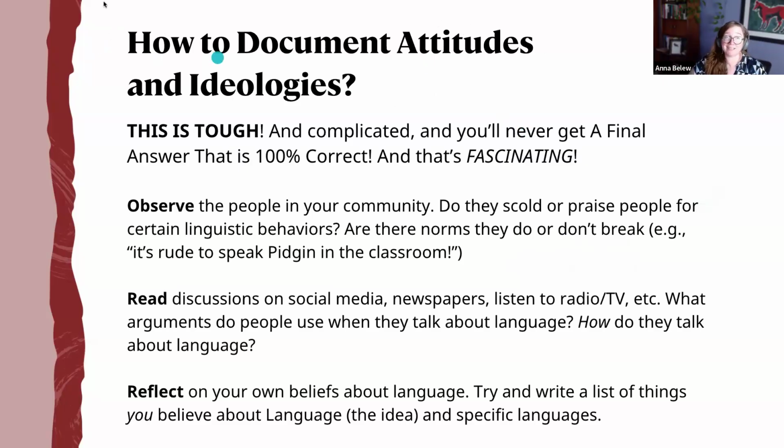So the first thing, again, like with everything else, start with observation. And a lot of this is going to have to do with people's overt behaviors. And scolding is one of the most interesting sites for looking at language ideologies, right? Do people get rebuked if they say a certain thing or speak a certain way? And are there norms that it is not socially acceptable to break, right? Do people get in trouble if they speak pidgin in the classroom? Do people get in trouble if they're supposed to be speaking in a very formal way, but they start using Appalachian English? All those kinds of questions can give you lots of important clues into language ideology.